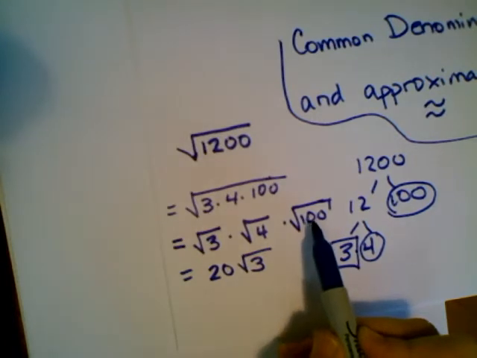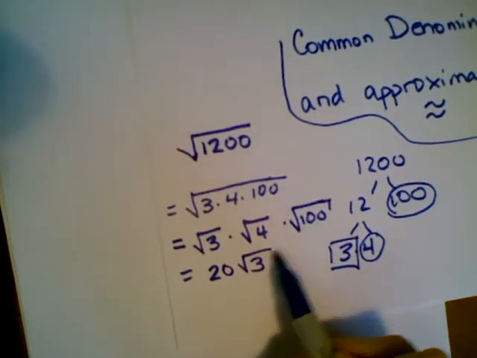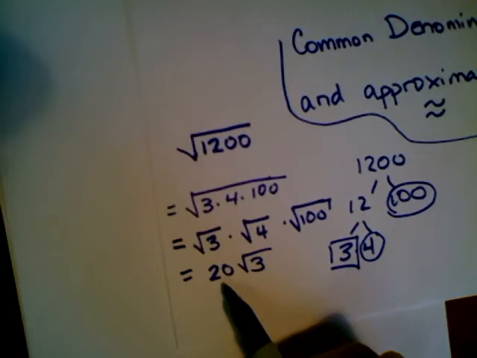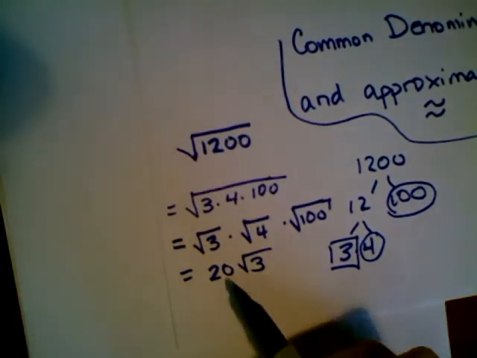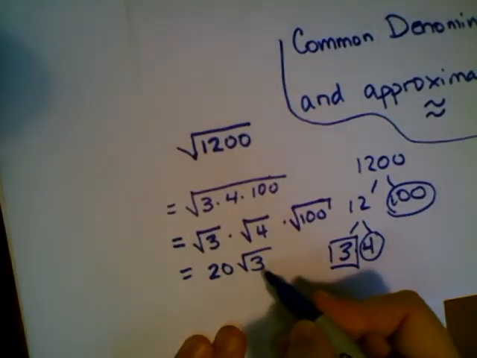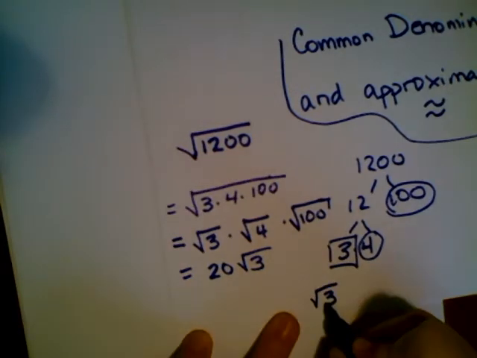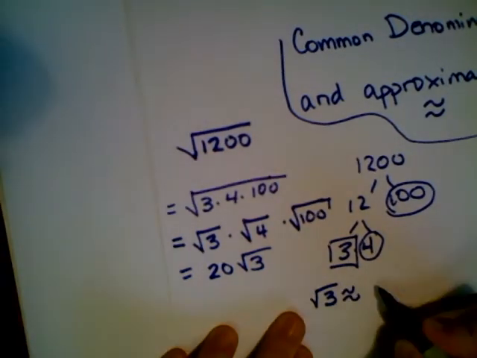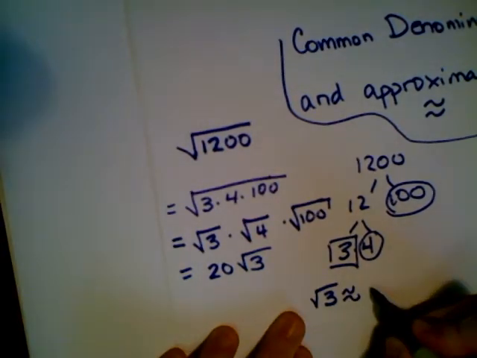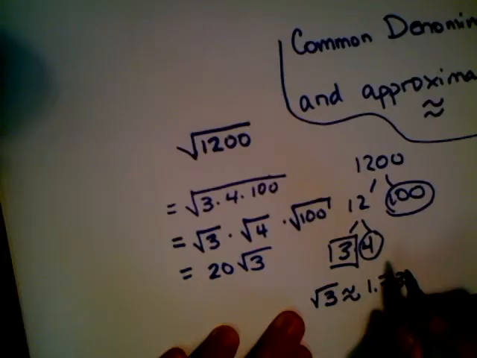So I multiplied 10 times 2, which was 20, and I decided to put the whole number 20 up front. Again, now the square root of 3 is not a rational number. The square root of 3 can be approximated on a calculator and rounded to the nearest hundredth as 1.73.